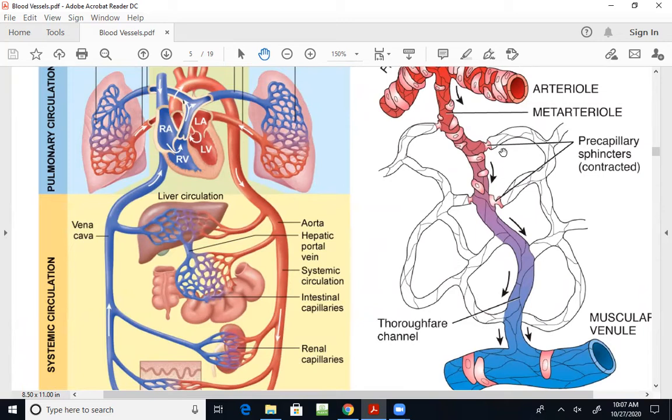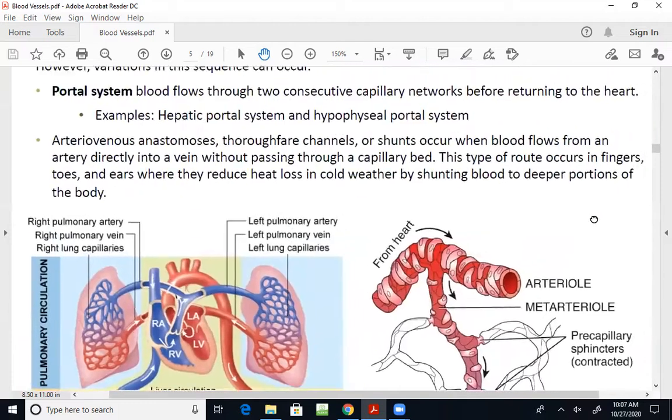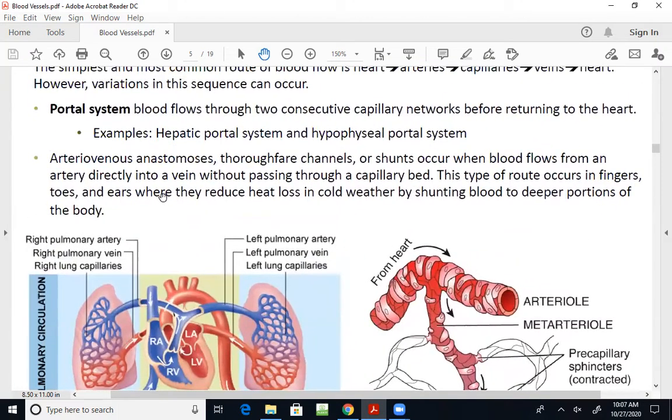And this is because the precapillary sphincters, remember pre means before, are the sphincter muscles that contract and close off the capillaries, preventing blood from flowing into them. This is something that we do in our fingers, our toes, and our ears on a morning like today when you walk outside, especially if you're not wearing a hat or gloves, or if you're barefoot, in order to reduce heat loss and shunt that blood flow to the deeper portions of our body.